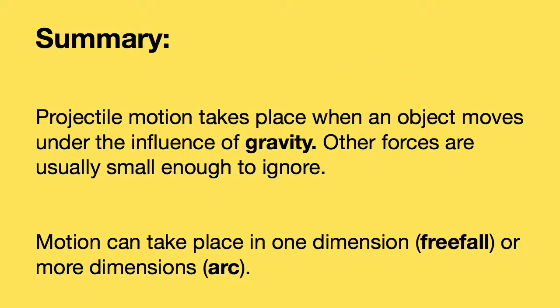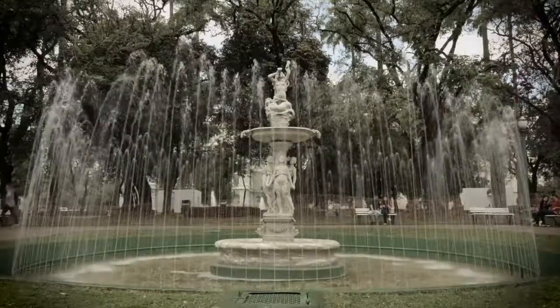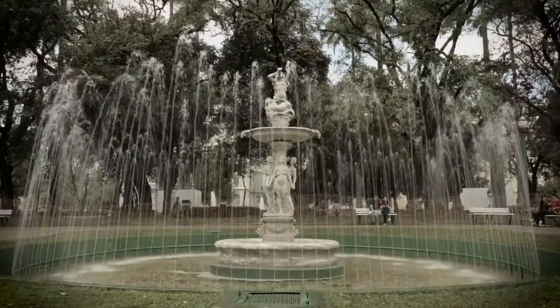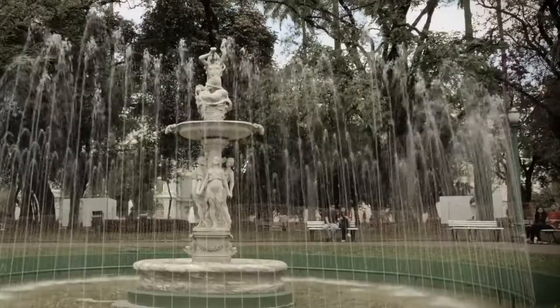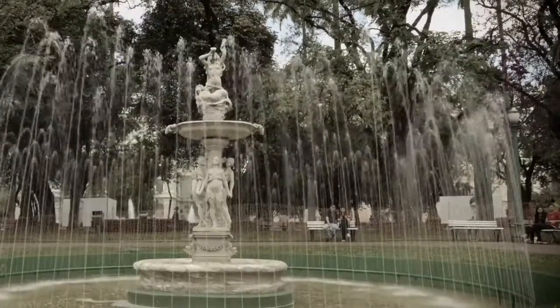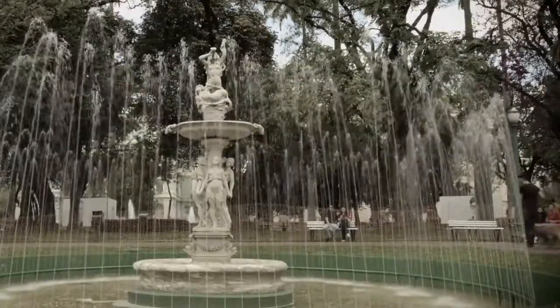To summarize, a projectile is anything that moves under the influence of gravity and, for practical purposes, no other force. Anything you can drop, throw, or launch fits the bill. Even the water droplets gushing from this fountain are projectiles. You can see the arcs they make as they are launched into the air, slowed by gravity and brought back down.